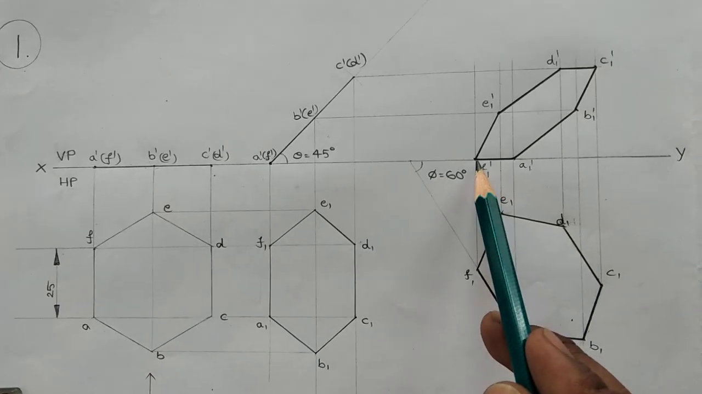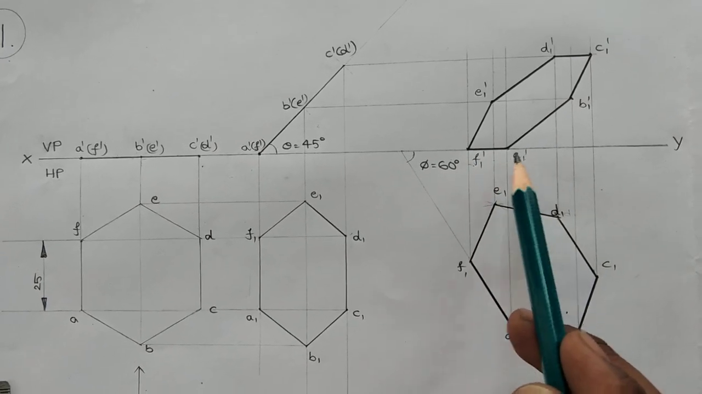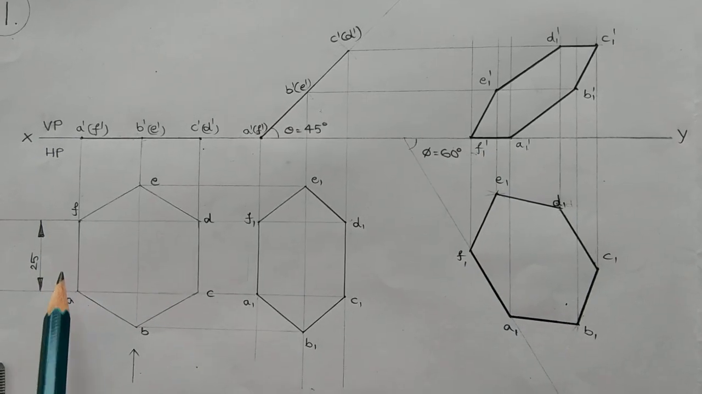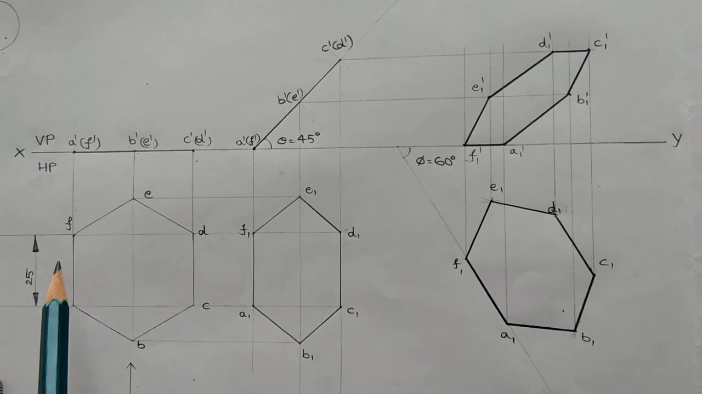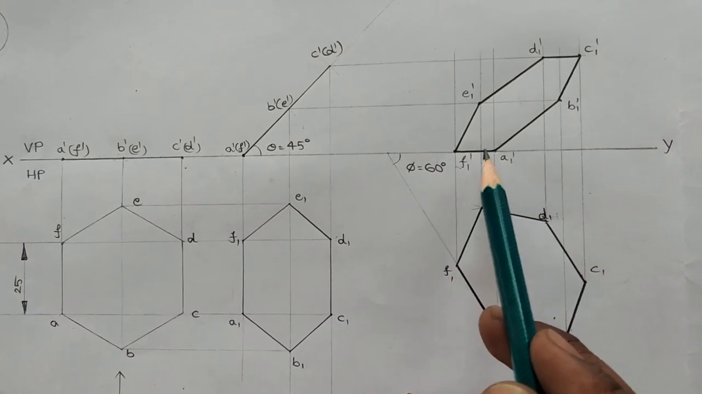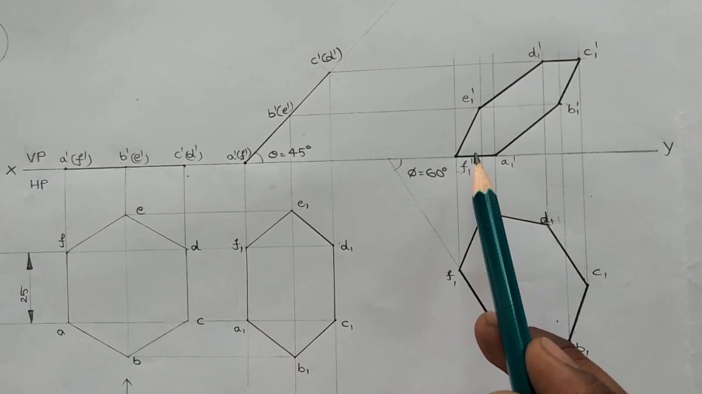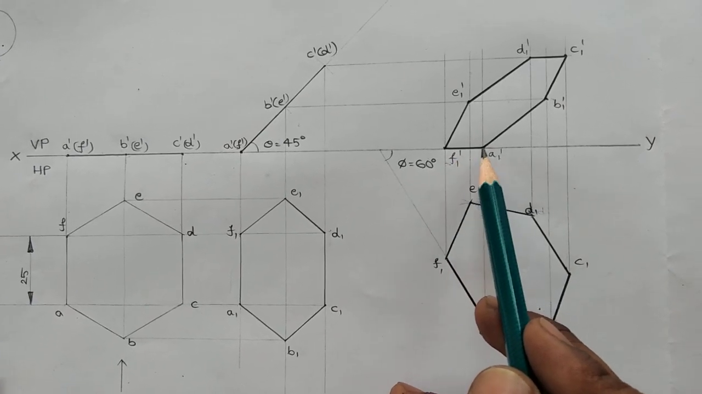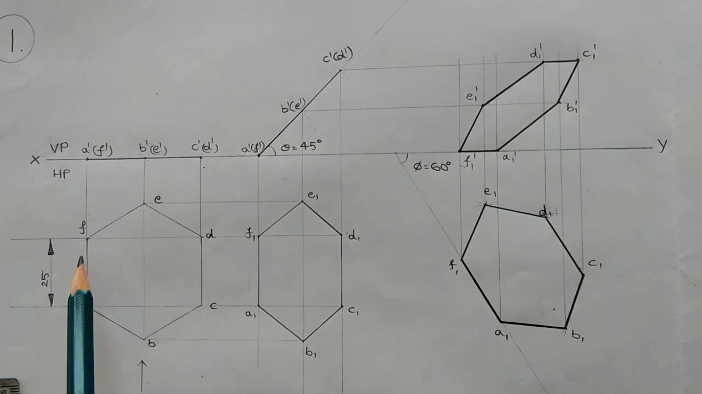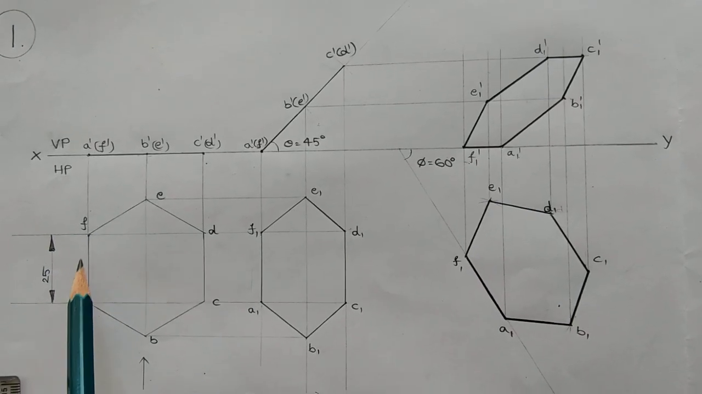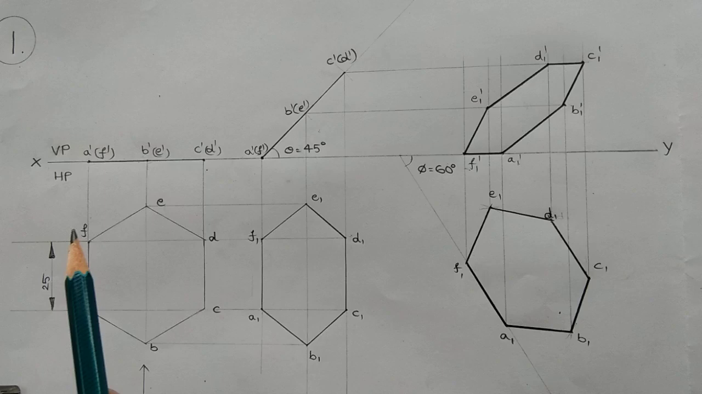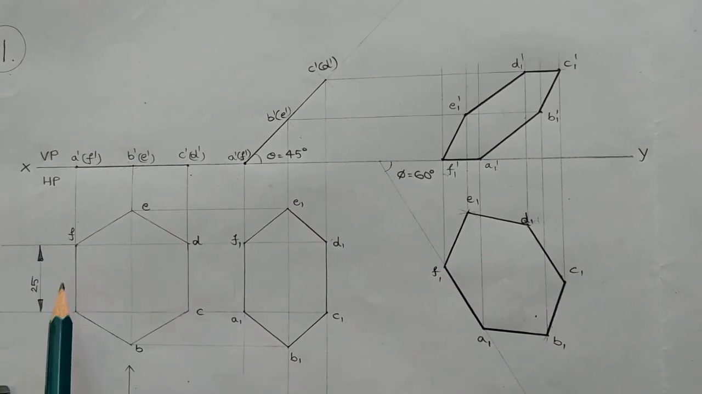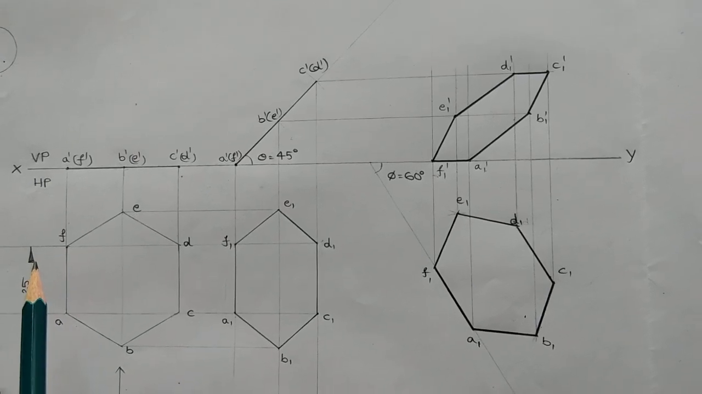And if we observe this particular line AF, we have kept this particular side AF, the left side, in the simple position. That is our condition: one side of the hexagonal plane is in the horizontal plane. That is why we kept this particular side on the left in the simple position. So whatever the condition is in the problem, we have to keep that condition side in the simple position. You should remember that particular point.